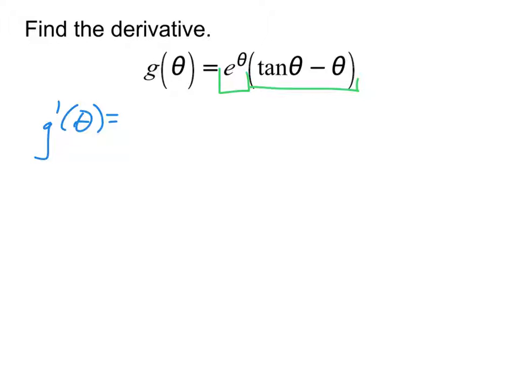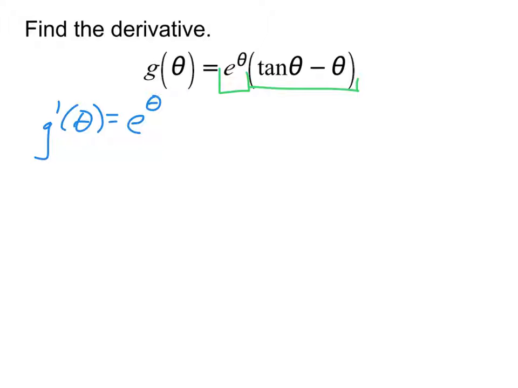So for product rule, I'm going to do the derivative of the first function. So the derivative of e to the theta. What is the derivative of e to the theta? E to the theta, yes. The fact that it's a theta doesn't change that. Theta is just working like x here. So it's the same rules as we had when we had e to the x.